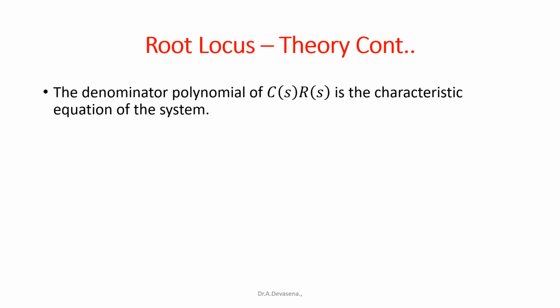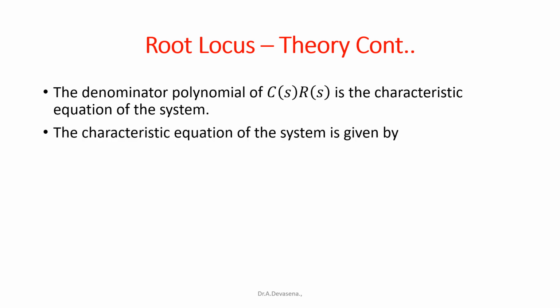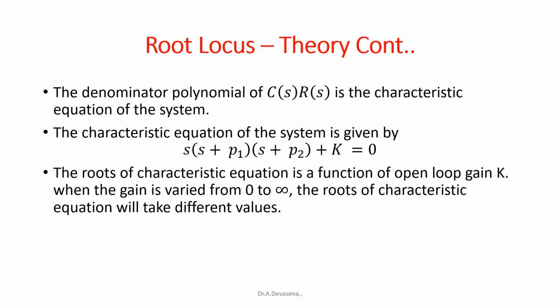The denominator polynomial of C(s)/R(s) is the characteristic equation of the system. The characteristic equation is given by s(s+p1)(s+p2) + K = 0. The roots of the characteristic equation are a function of the open loop gain K. When the gain is varied from 0 to infinity, the roots of the characteristic equation will take different values.